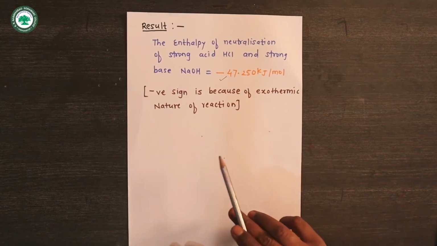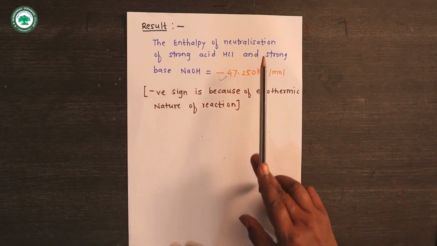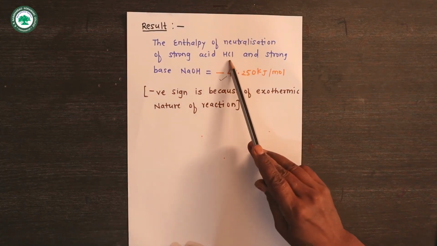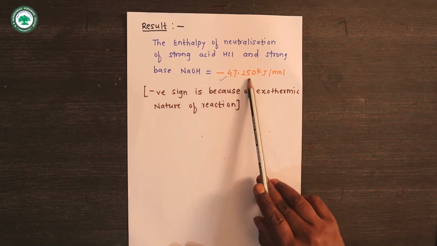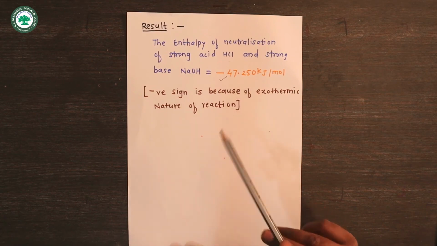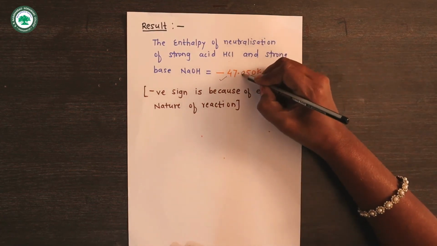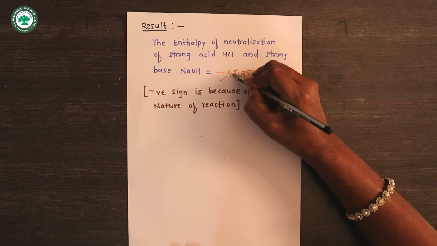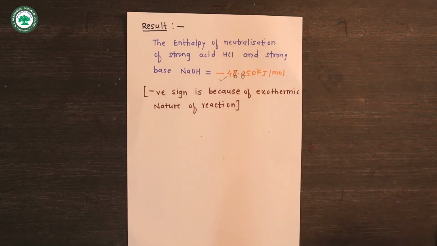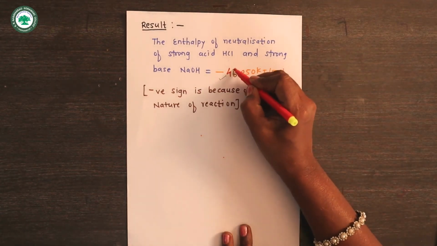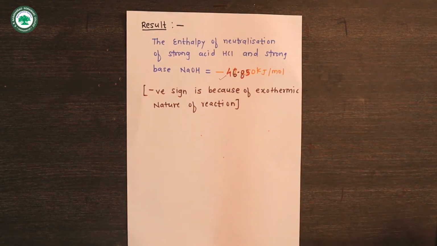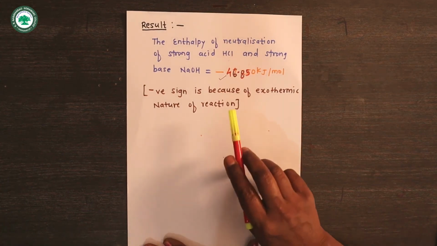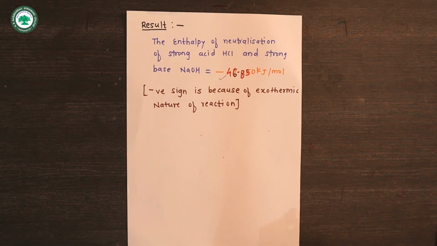So finally, the result of this experiment: the enthalpy of neutralization of strong acid HCl and strong base NaOH is equal to minus 46.850 kilojoule per mole. That is the enthalpy of neutralization observed for strong acid HCl and strong base NaOH.